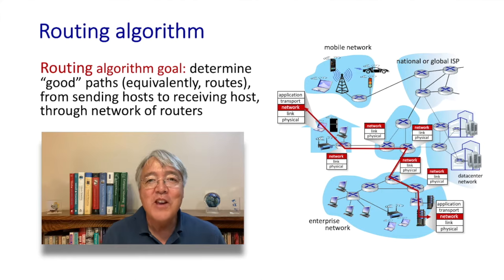The goal of any routing algorithm is to determine a good path or a good route between a source node and a destination node through a network of routers. To understand routing algorithms, we're going to need to unpack that statement a little bit. What do we mean by a path? What is a path through a network of routers? And also, what does it mean to be good? What does it mean for a route to be good or one route to be better than another route?